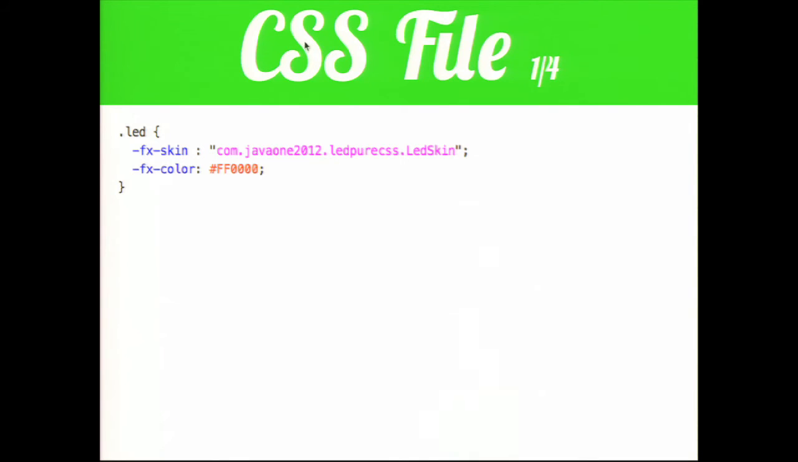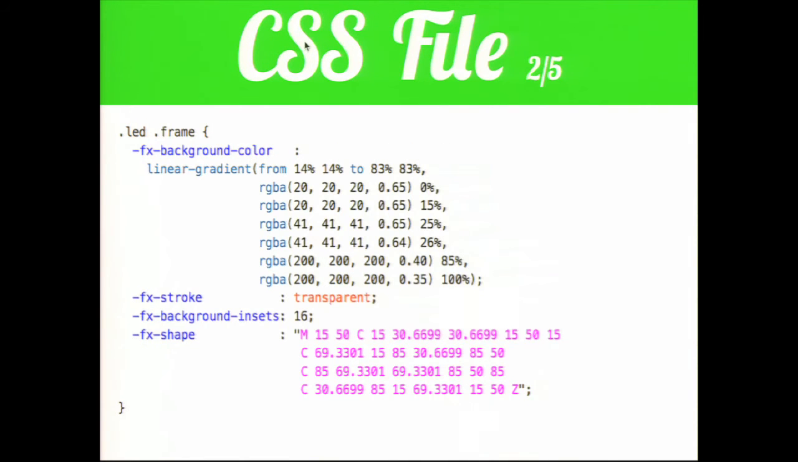So what should we do to do that? We have a CSS file. First of all, this is the LED class, and this is the skin that is needed for that. Then I define the color. This is in principle the color of the LED in the end. It's FX color, red in this case. And then I define another class for the background, where I say, okay, this is the background color, this is a definition in the CSS.